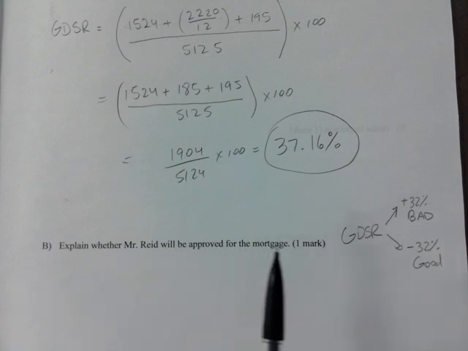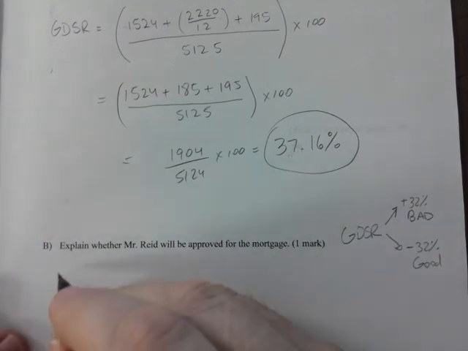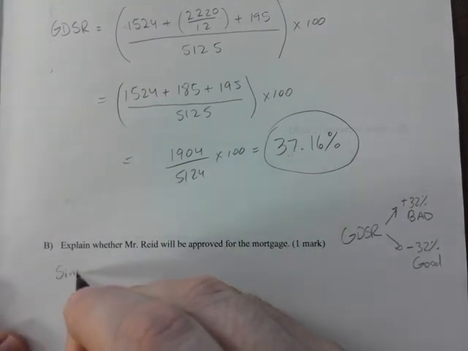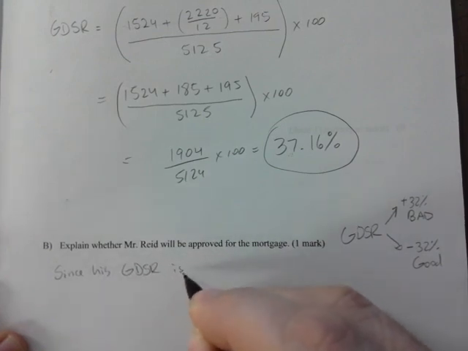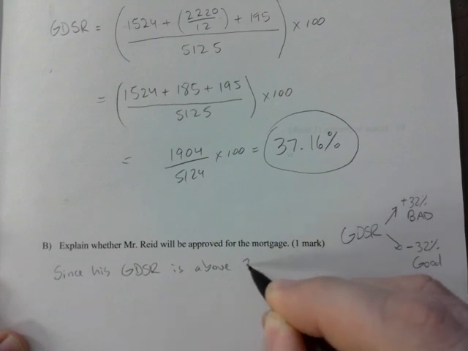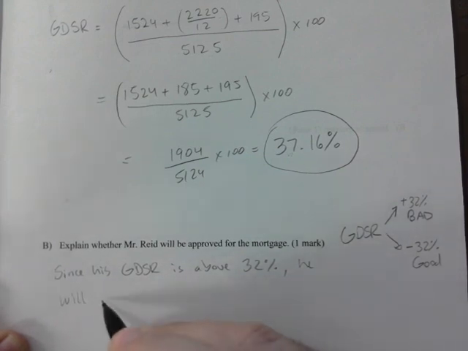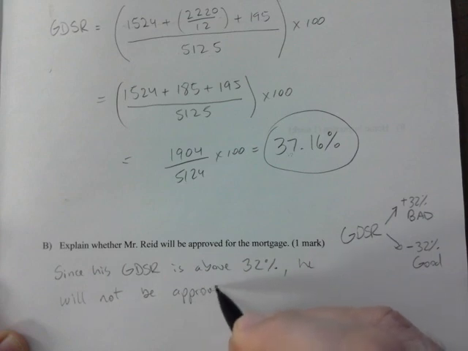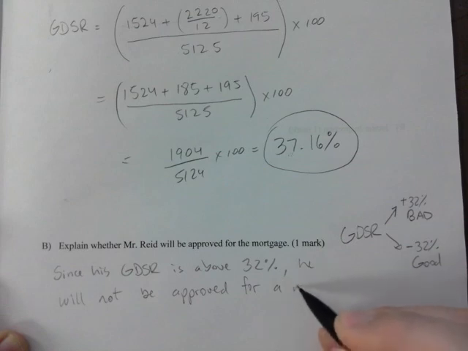Explain whether Mr. Reed will be approved for the mortgage. So what will you say? It's above 32, so no, right? Since his GDSR is above 32%, he will not be approved for a mortgage.